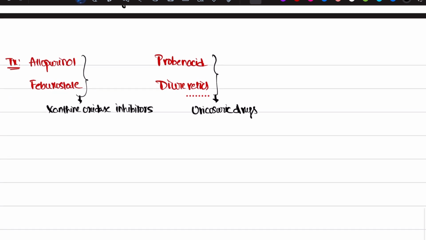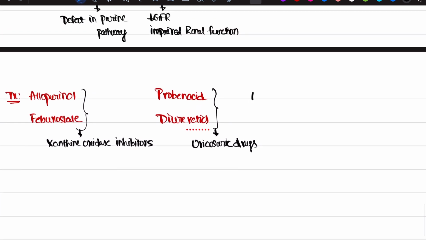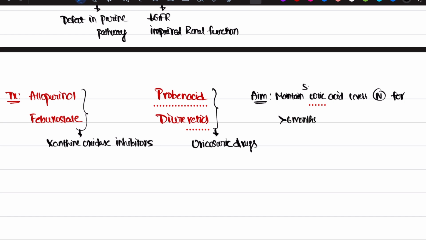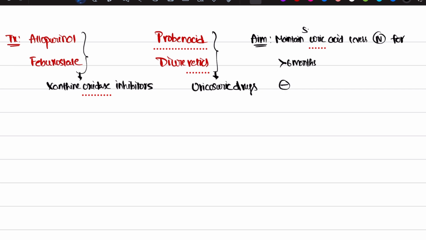Finally, let me write it. What was our aim? The aim in the treatment is to decrease the uric acid levels. We need to maintain serum uric acid levels normal for at least greater than 6 months. That was our aim, and we need to decrease the tophi also. This is our aim. So this completes our topic.